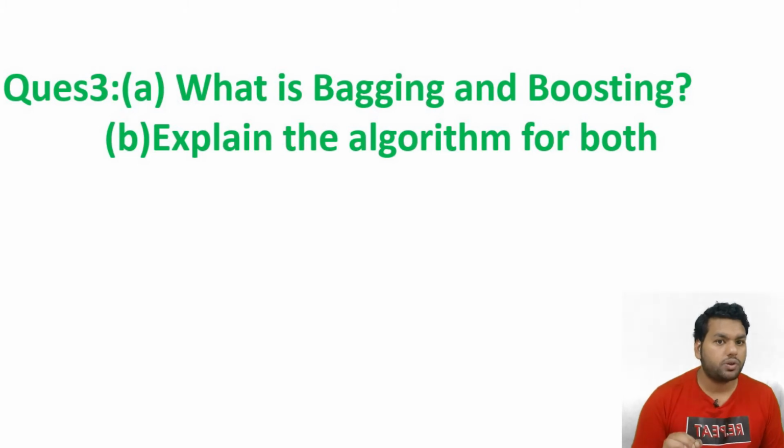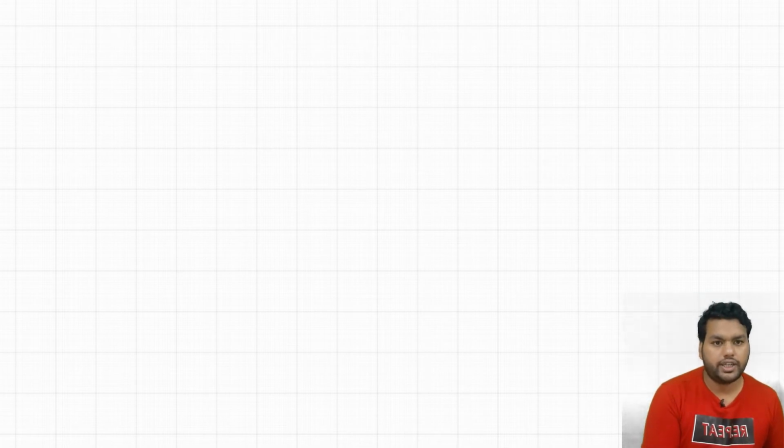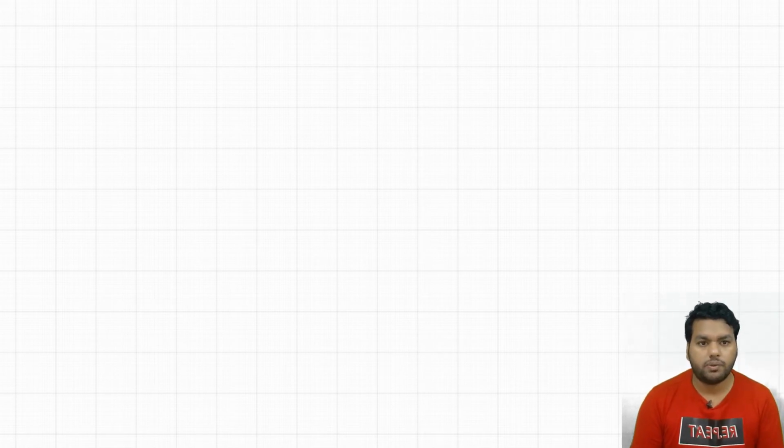So bagging, as you know, is also known as bootstrap sampling. Bagging helps us to reduce the variance in the model while keeping the bias constant, and boosting is another way of ensembling which can help us to reduce the bias while keeping the variance the same. So we can explain bagging and boosting in one line like that. But when they ask to explain the algorithm behind it, let me explain first the bagging and then we come to the boosting.